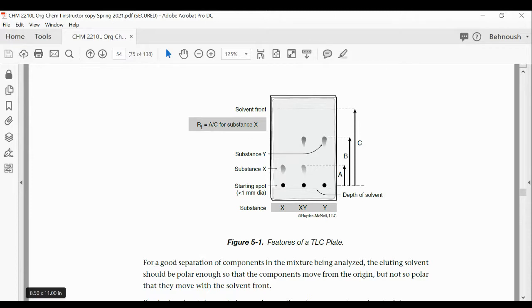Accurate RF value. Okay, why don't we have an accurate RF value? Because we don't have a number for the denominator, right? We don't know the distance traveled by the solvent. And if you don't know the distance traveled by the solvent, it doesn't matter how accurate the distance traveled by each sample is. You don't have a reliable number to divide by, so you can't use those RF values.